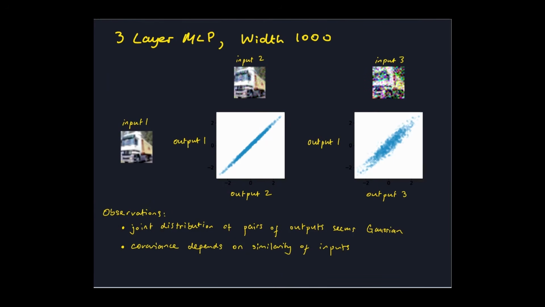I actually did this about 2 years ago, on a truck that's in the CIFAR-10 data set. This was a 3-layer MLP, and the width of the hidden layer was 1,000. I did it for 2 pairs of inputs: first input 1 and input 2, and then input 1 and input 3.